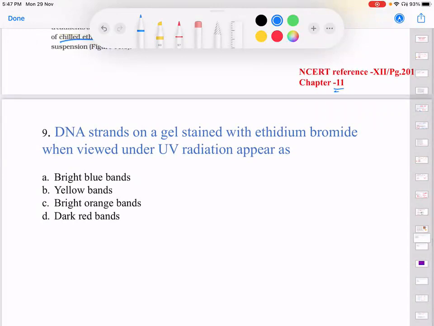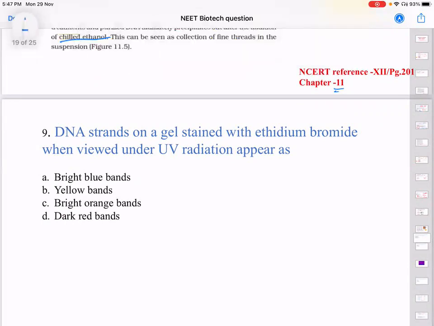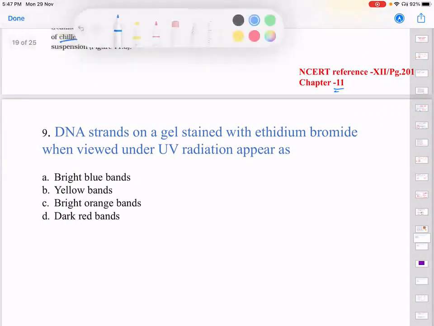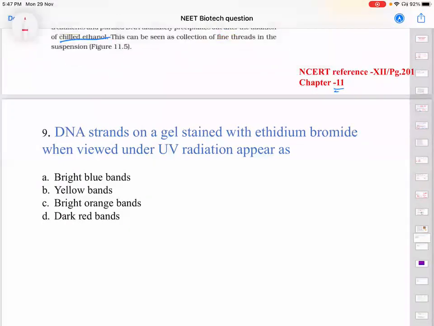DNA strands on a gel stained with ethidium bromide, when viewed under UV radiation, appear as. Right, fine. So this is from the topic, concept, agarose gel electrophoresis. Again, this question was asked previously, the same concept but in a different form: what stain do you use to visualize the DNA in an agarose electrophoresis? And one of the options was ethidium bromide.